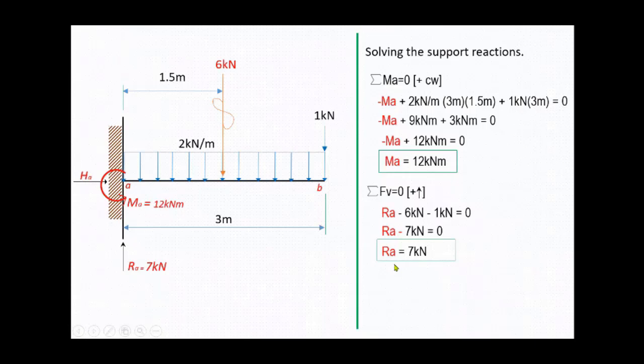So if R sub A is negative, it should be going downward. Now let us check H sub A. Summation of horizontal forces equals 0. Since there are no other horizontal forces, H sub A equals 0.